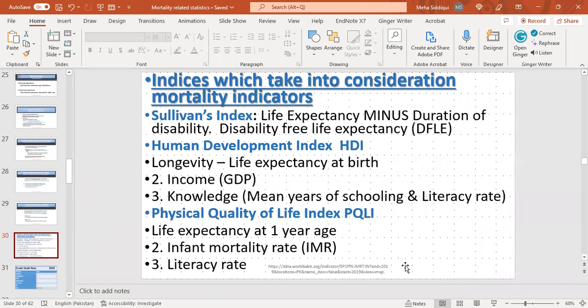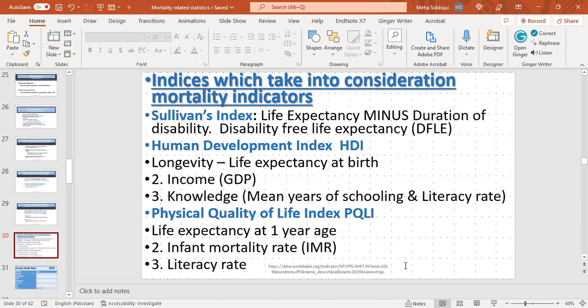Indices which take into consideration mortality indicators. First is Sullivan's index, that is life expectancy minus duration of disability. It gives disability-free life expectancy. Then comes Human Development Index. It includes longevity, that is life expectancy at birth, income, knowledge.